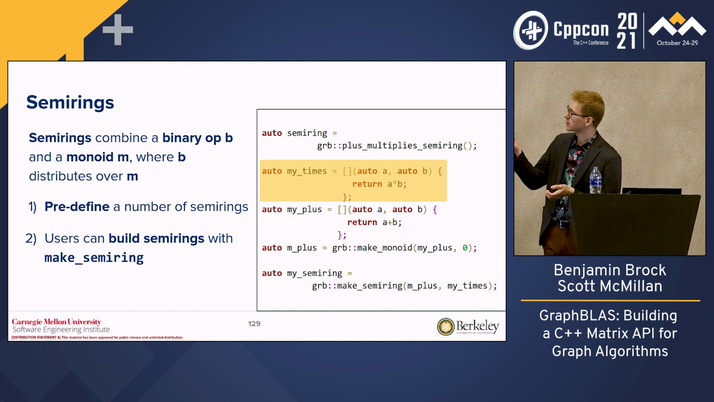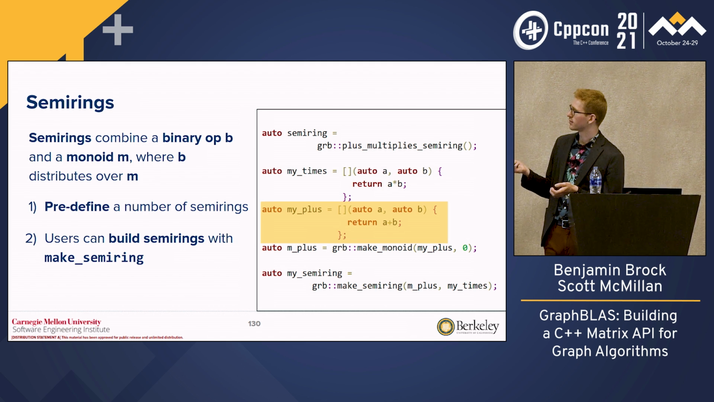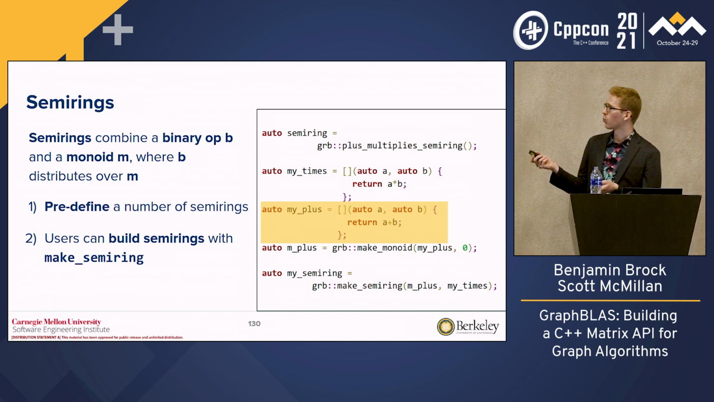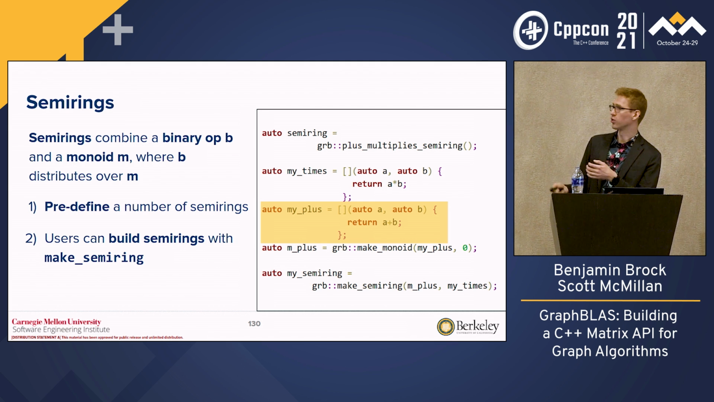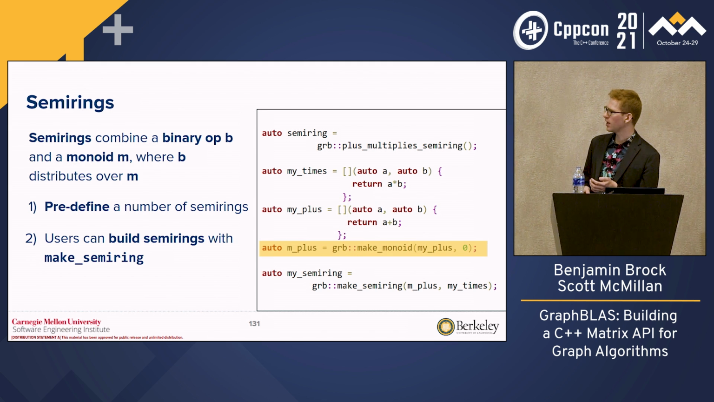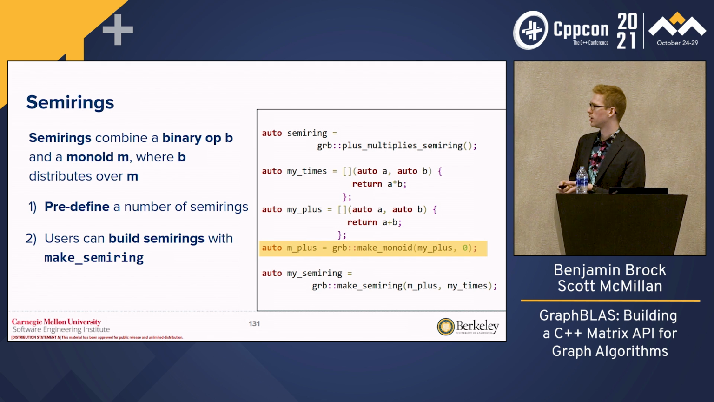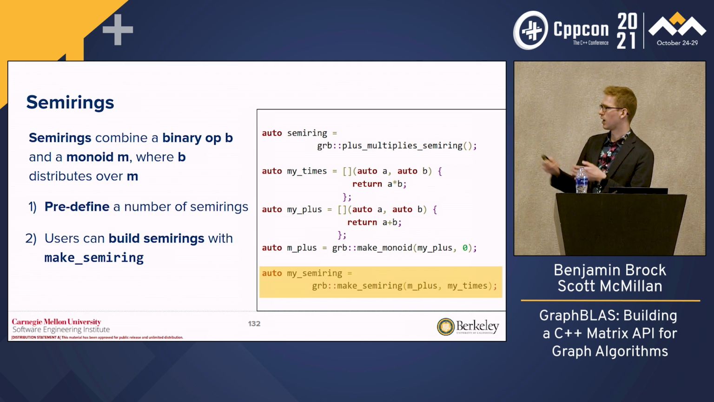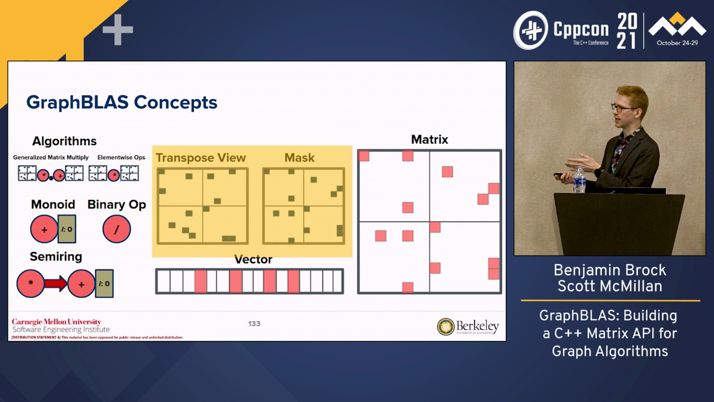Here we're defining two different lambdas, one for a times operator and one for a plus operator, and then we're creating this monoid so that we have a monoid and a binary operator to create this semiring.